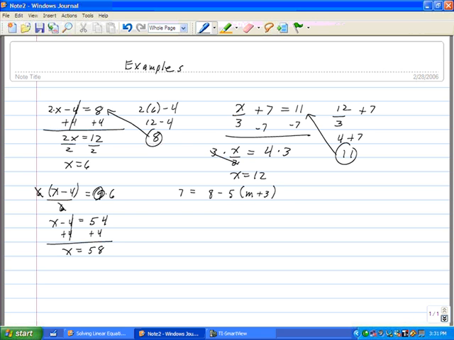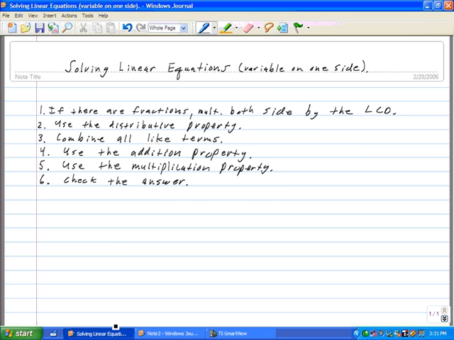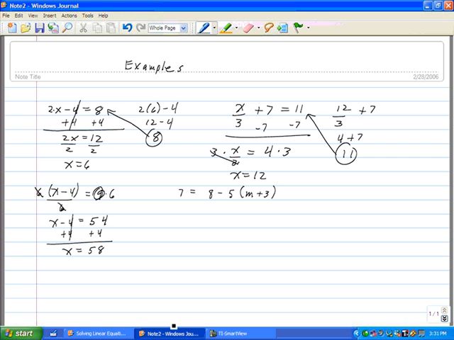Now, what we're going to have to do is, again, remember our order of operations. Remember the order in which we're supposed to solve these things. We don't have any fractions, so number 1 is not needed. Number 2 says you use the distributive property, and this time we're going to have to do that.